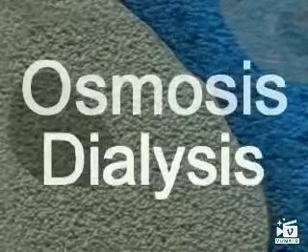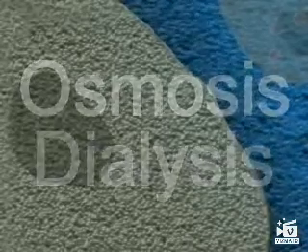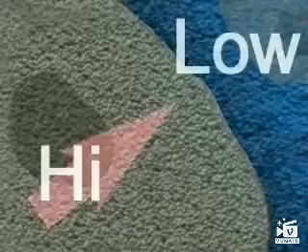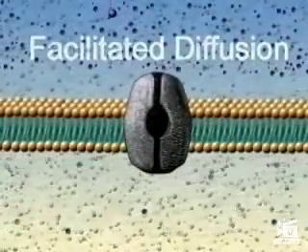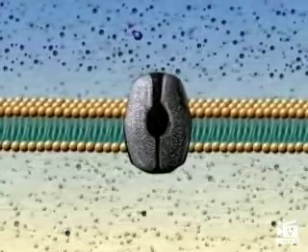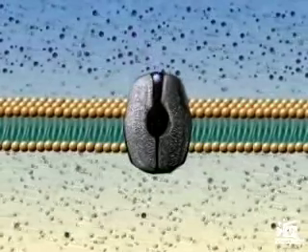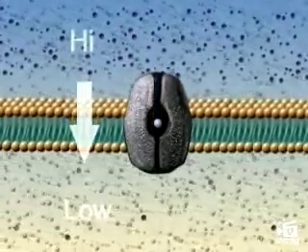Concentration gradients allow for the movement of materials. Osmosis and dialysis, both specific types of passive transport, use this concentration gradient of high to low. Another type of passive transport is facilitated diffusion. Since it is passive, the high to low concentration gradient is present.